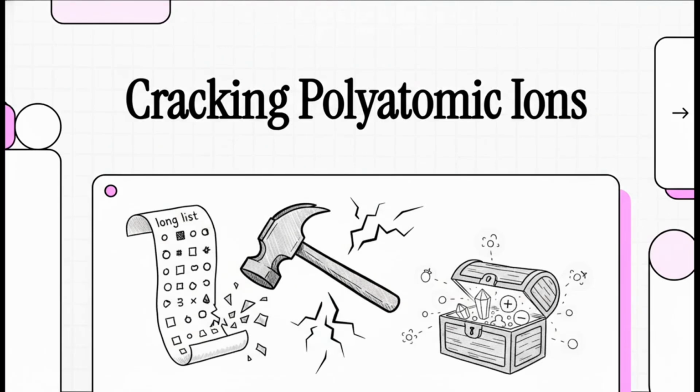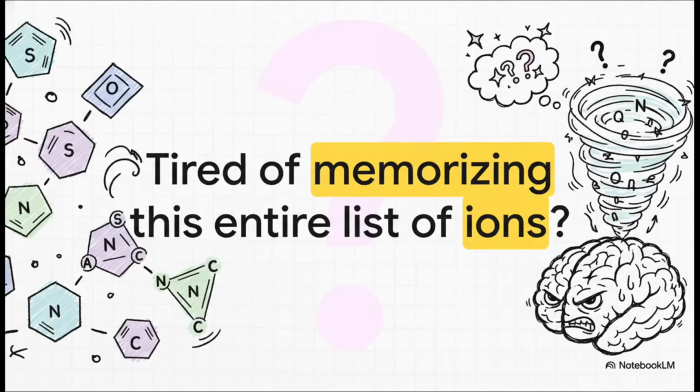All right, let's talk about polyatomic ions. If you've ever found yourself staring at a huge list of them, thinking there has to be a better way than just memorizing all of this, well, you're in exactly the right place. Today, we're going to crack the code. I mean, just look at this thing: sulfate, nitrate, carbonate, ammonium. The list just goes on and on, right?